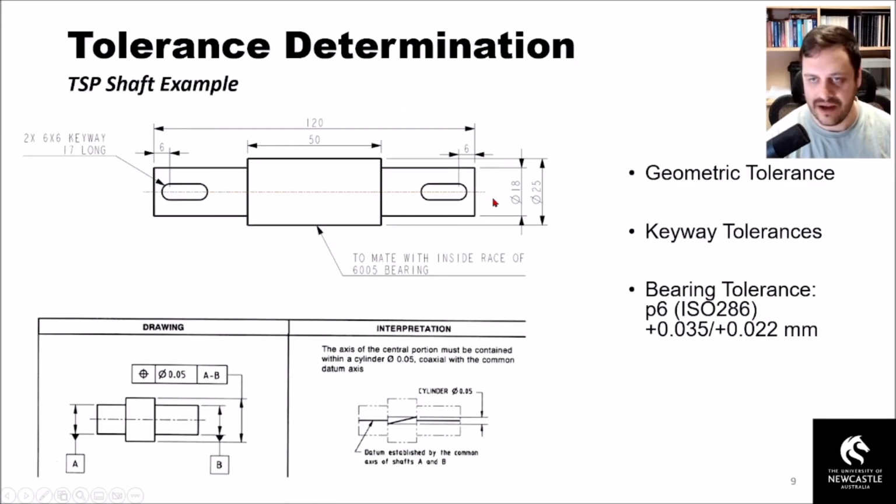Just before we jump into that, for our bearing tolerances, for our 25 millimeter thicker section of the shaft through here, we're going to have an upper bound of 0.035 millimeters and a lower bound of 0.022. So essentially the shaft needs to be slightly bigger in both cases, because the bearing's going to be spot on 25 millimeters.